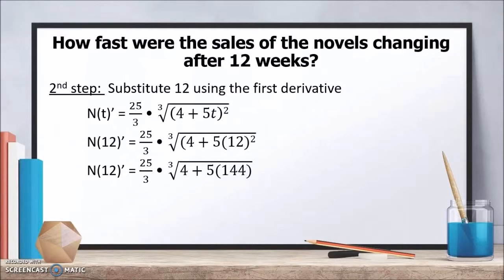So let us further simplify it. We have 25 over 3 times the cube root of 4 plus 5 times 144. So if we calculate it, we will get the answer of 400 copies per 3 weeks.